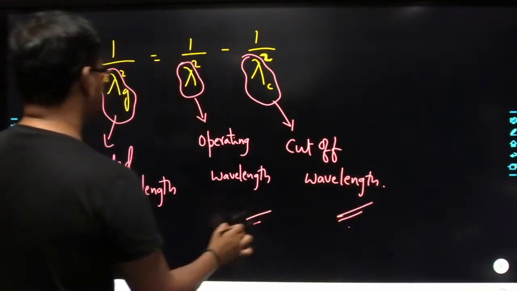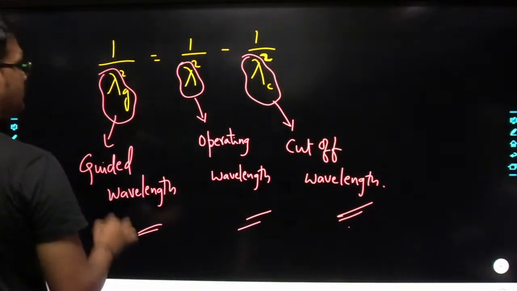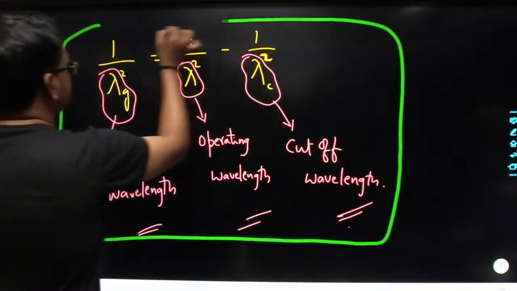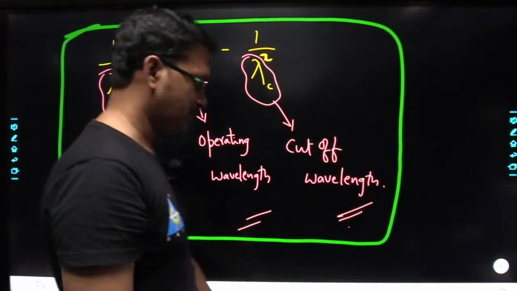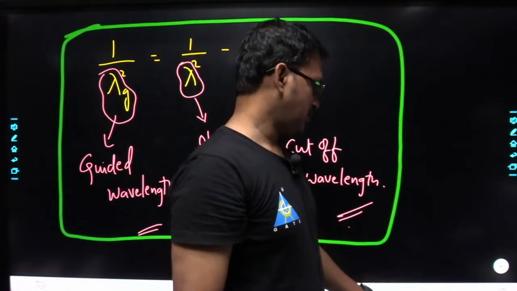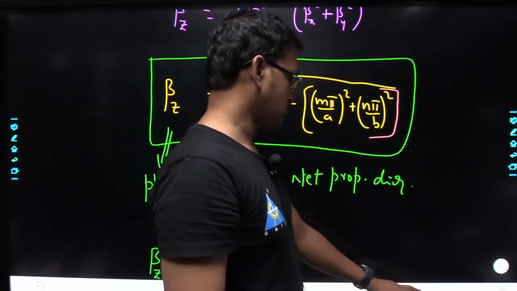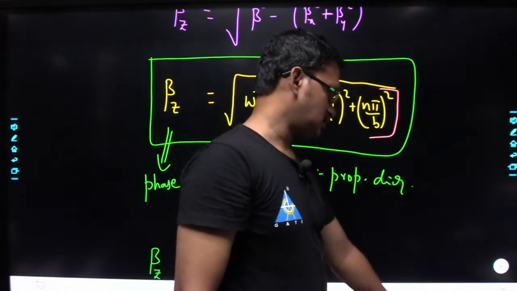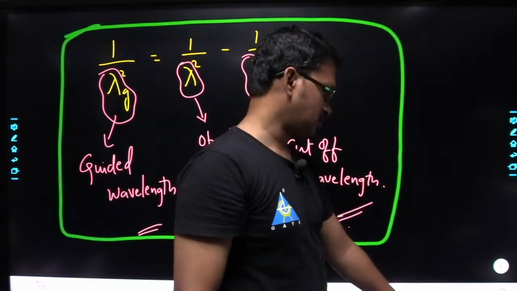So this is the relation between the guided wavelength, operating wavelength and cutoff wavelength. These relations are very, very important here. Most of the questions are based on these relations only. If you know the cutoff frequency, you can determine almost all the parameters in case of rectangular waveguides. So we'll try to solve some problems based on these waveguides.